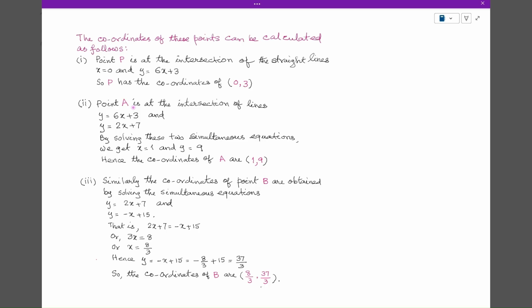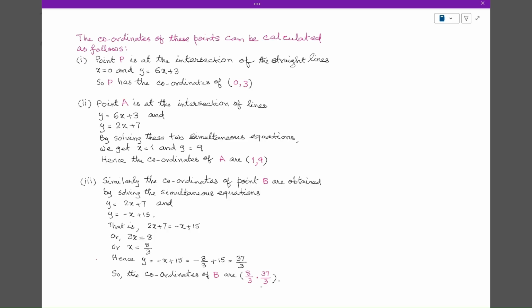Point A is at the intersection of the lines y = 6x + 3 and y = 2x + 7. By solving these two simultaneous equations, we get x = 1 and y = 9. Hence, the coordinates of A are (1, 9).